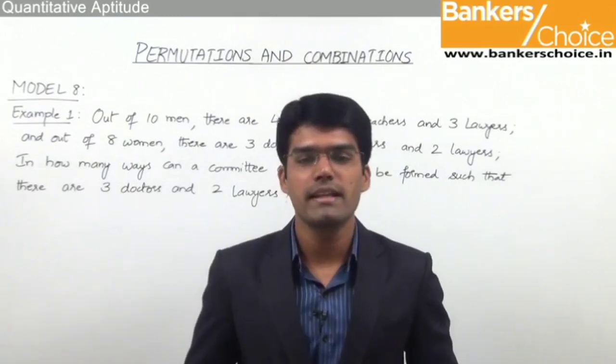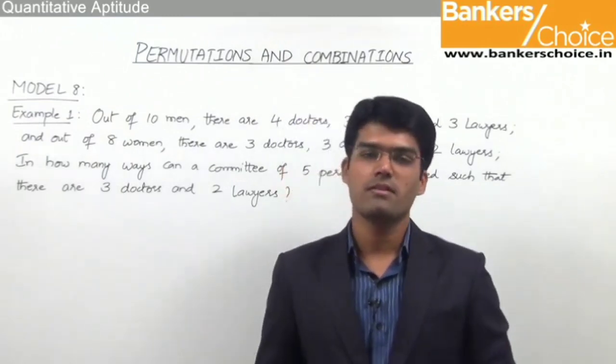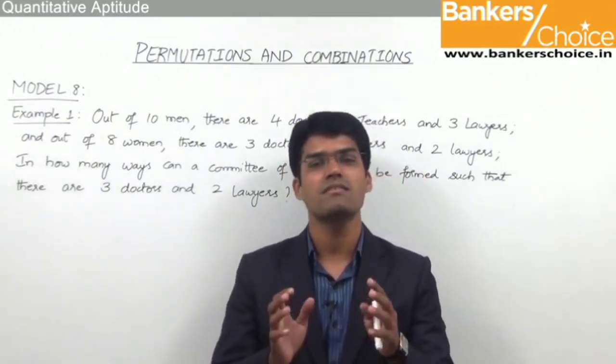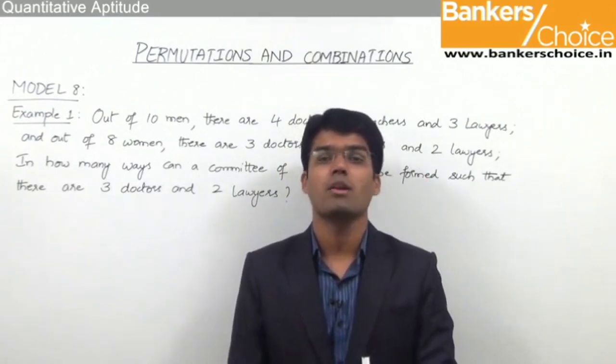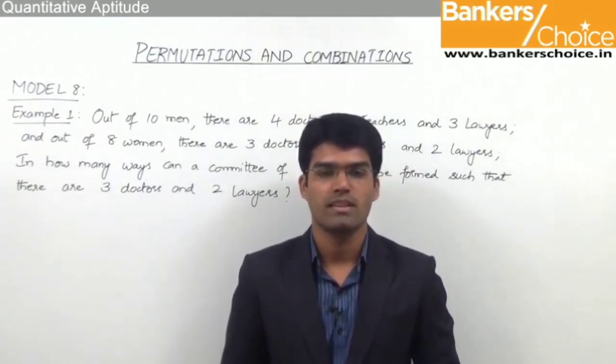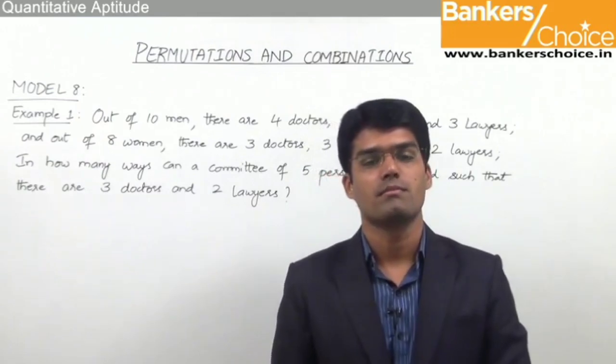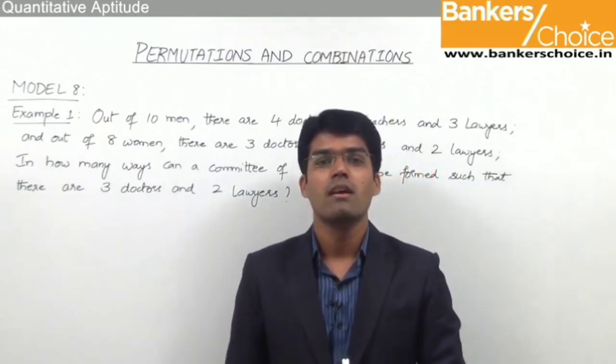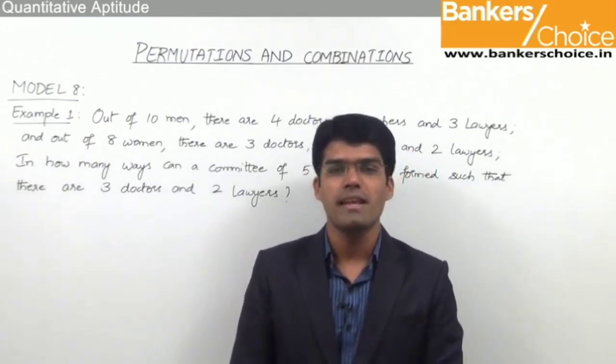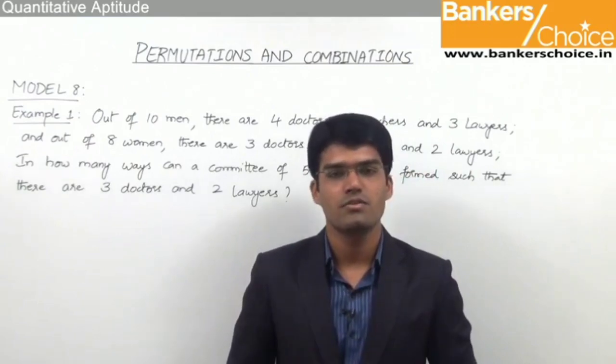Let us now take the 8th model from this topic of permutations and combinations, where we shall discuss questions related to combinations but with a condition given in the question. Earlier in model 7 we took basic questions from combinations, but now we shall take up questions where selection of a team or a committee has to be done along with certain conditions to be followed.